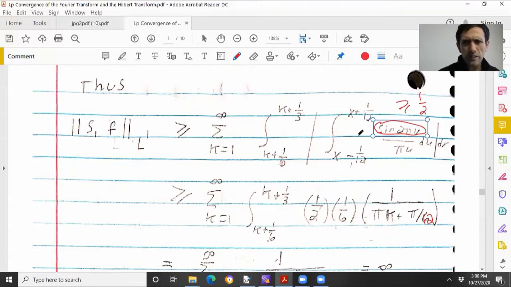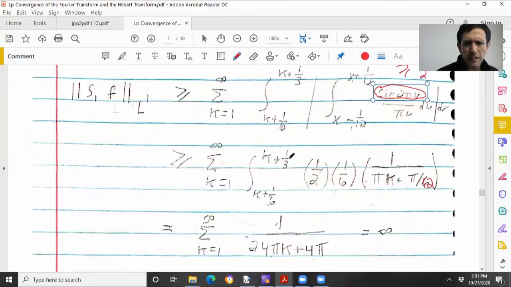So this interval has length 1/6 for any x. That's the 1/6 here. This interval has length 1/12. So it's going to be 1/12 times 1/6, which is 1/24. Multiply this through, and we get 24 pi k plus 2 pi. So the L1 norm of S1F is bigger or equal to the sum here, and that's infinite.